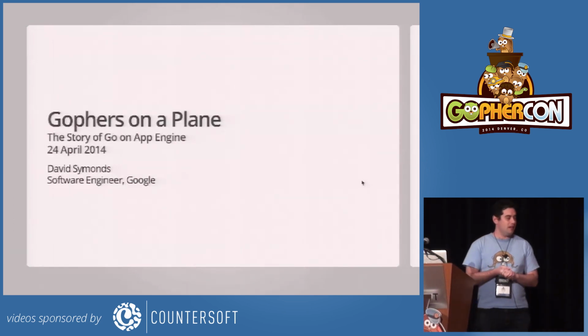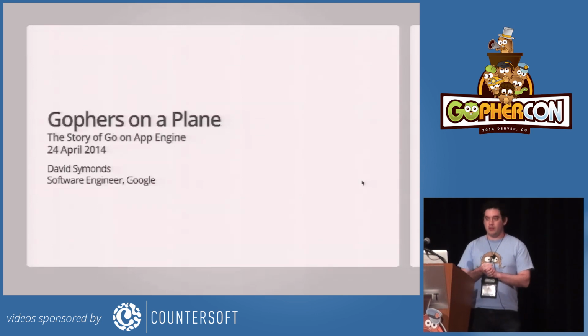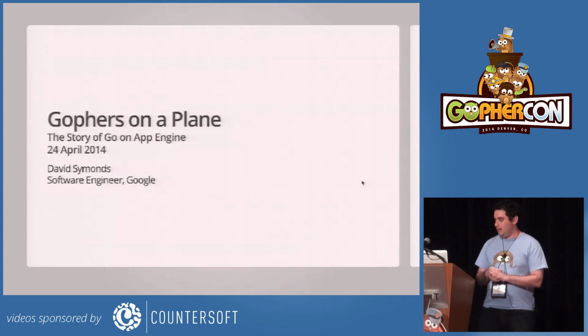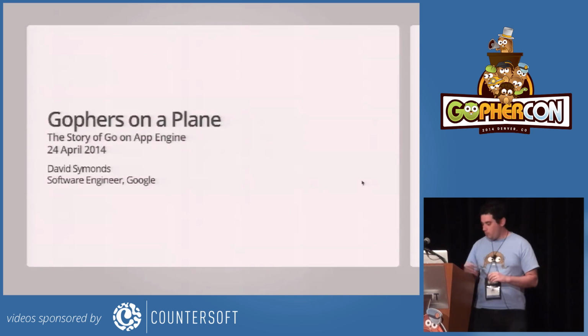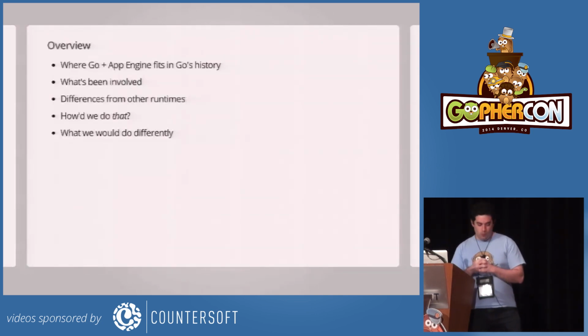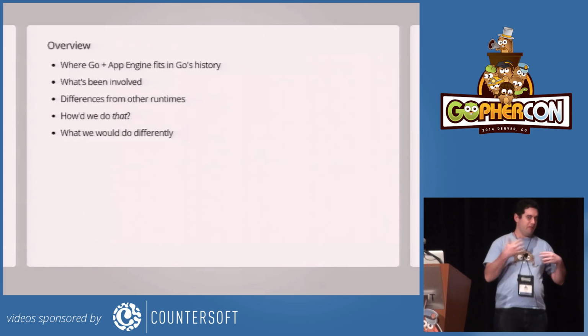My name is David Symonds. I work at Google on the Go team, and specifically I take care of the Go Runtime for App Engine, along with a few other people. And what I want to do today is do a bit of a retrospective.